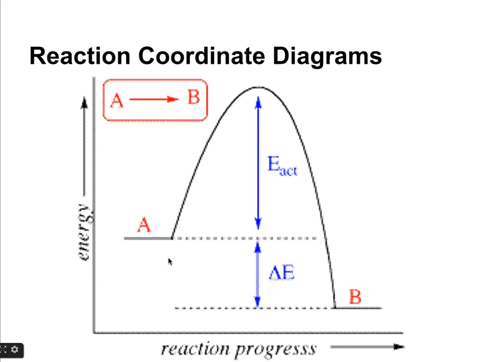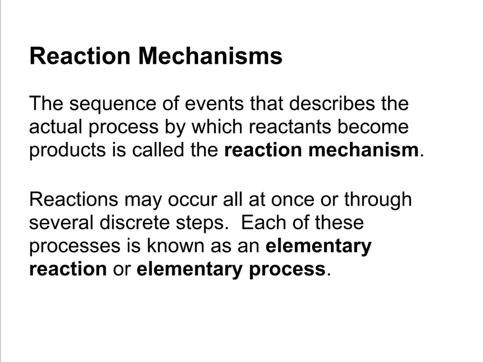This is an exothermic reaction because it's a negative difference. The products have less energy than the reactants did, so that energy was given off to the surroundings. An endothermic reaction coordinate diagram would end with the products higher on the chart than the reactants because they absorbed energy. The sequence of events that describes the actual process by which reactants become products is called the reaction mechanism.